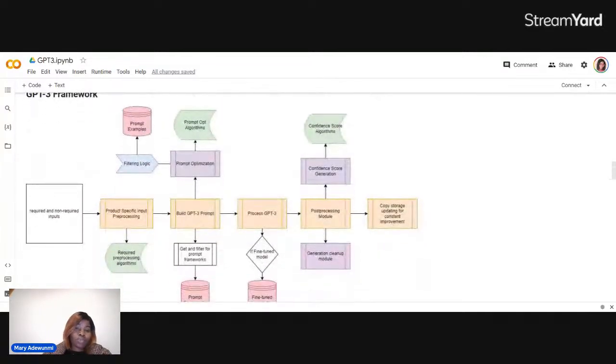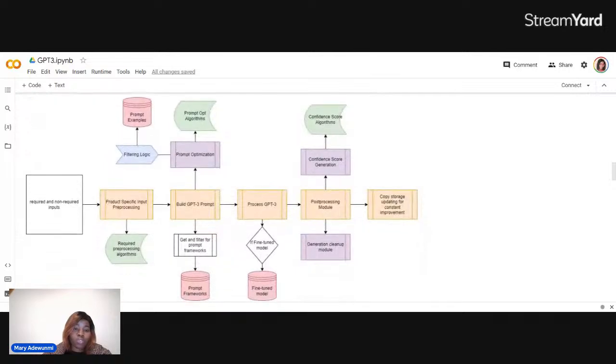Okay, so looking at the framework. So this is the framework. How does it work? It takes required and non-required input. That is, you can put jargons, all manners of input. It works with keywords. What are the keywords? What are the key parameters that we need to get our solution?